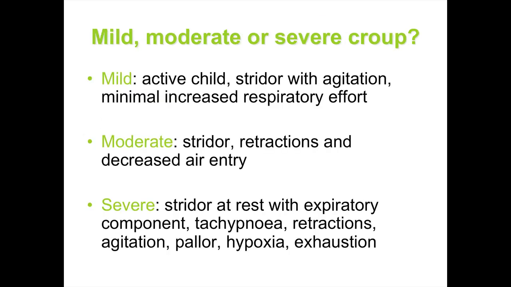Croup is further subdivided into mild, moderate or severe. Mild croup will have an active child with stridor with agitation with minimal increased respiratory effort. Moderate croup is associated with stridor, retractions, and decreased air entry. Severe croup has stridor at rest with expiratory stridor, tachypnea, retractions, agitation, pallor, hypoxia, and exhaustion. Deterioration of airway obstruction is associated with a quieter stridor, exhaustion, and hypoxia.